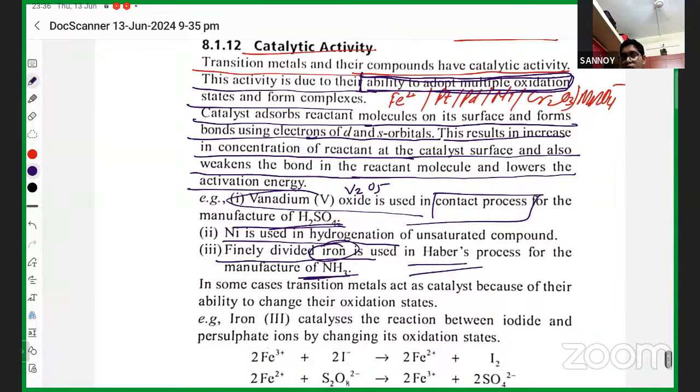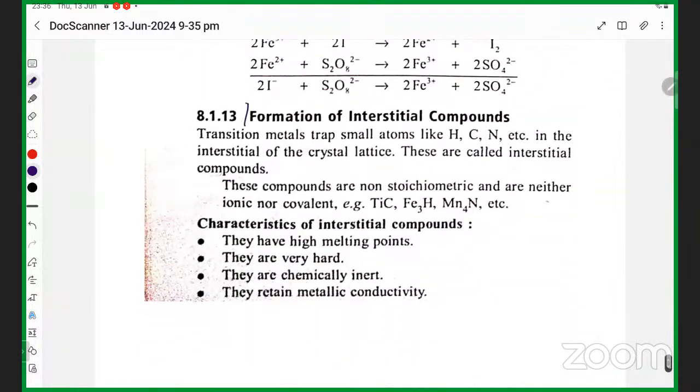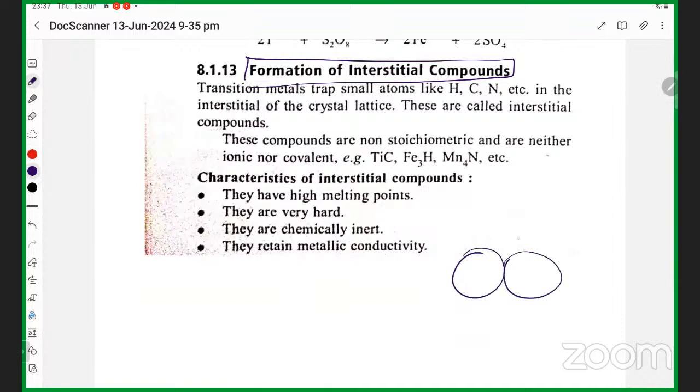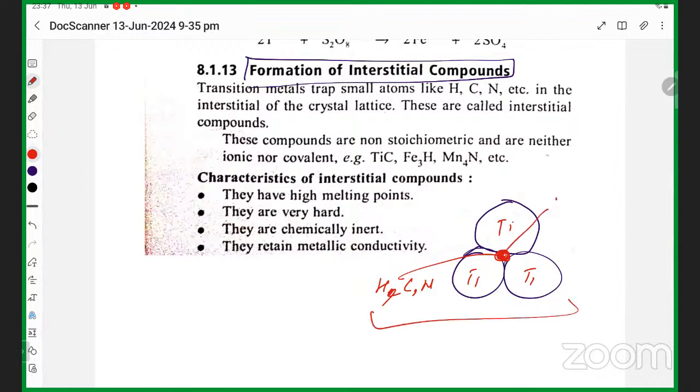Formation of interstitial compound. If you talk about interstitial compounds, firstly, understand this: there are metal atoms, but in the center there is a gap. This gap can be occupied by hydrogen, carbon, or nitrogen. Suppose this is titanium, and titanium absorbs carbon in the center. This is an interstitial compound. This position is called the interstitial site.